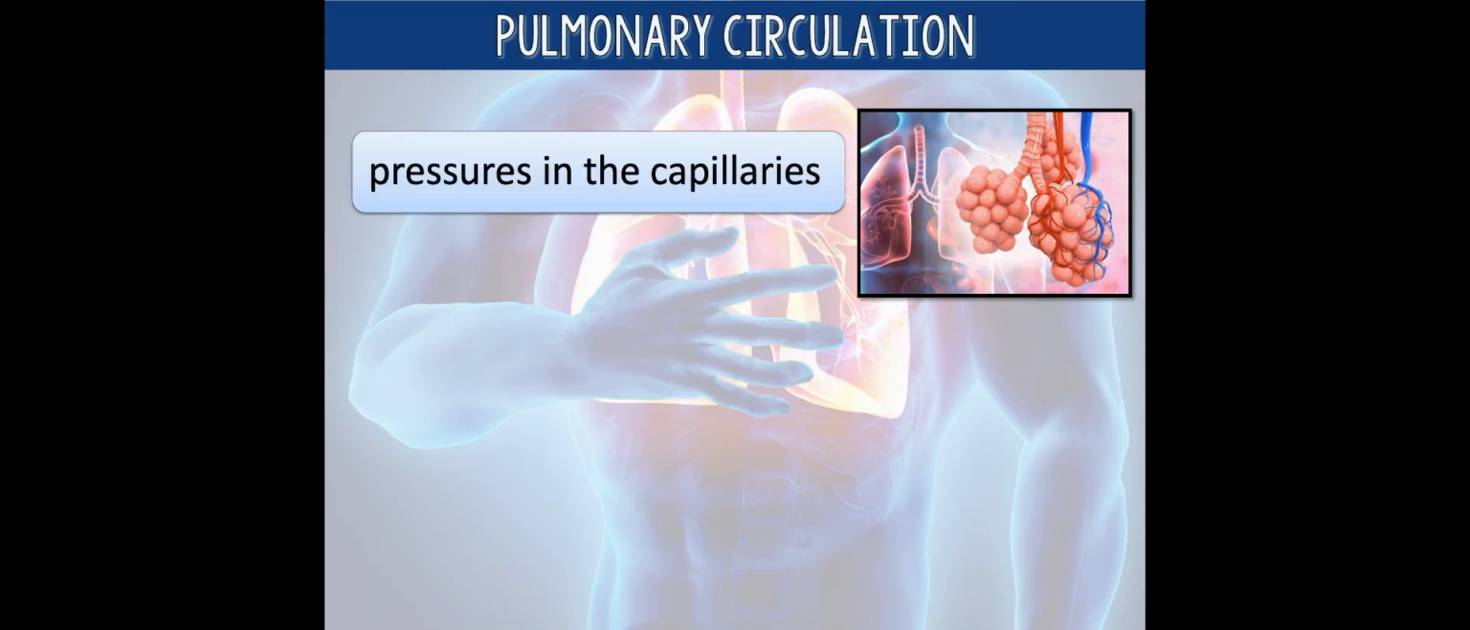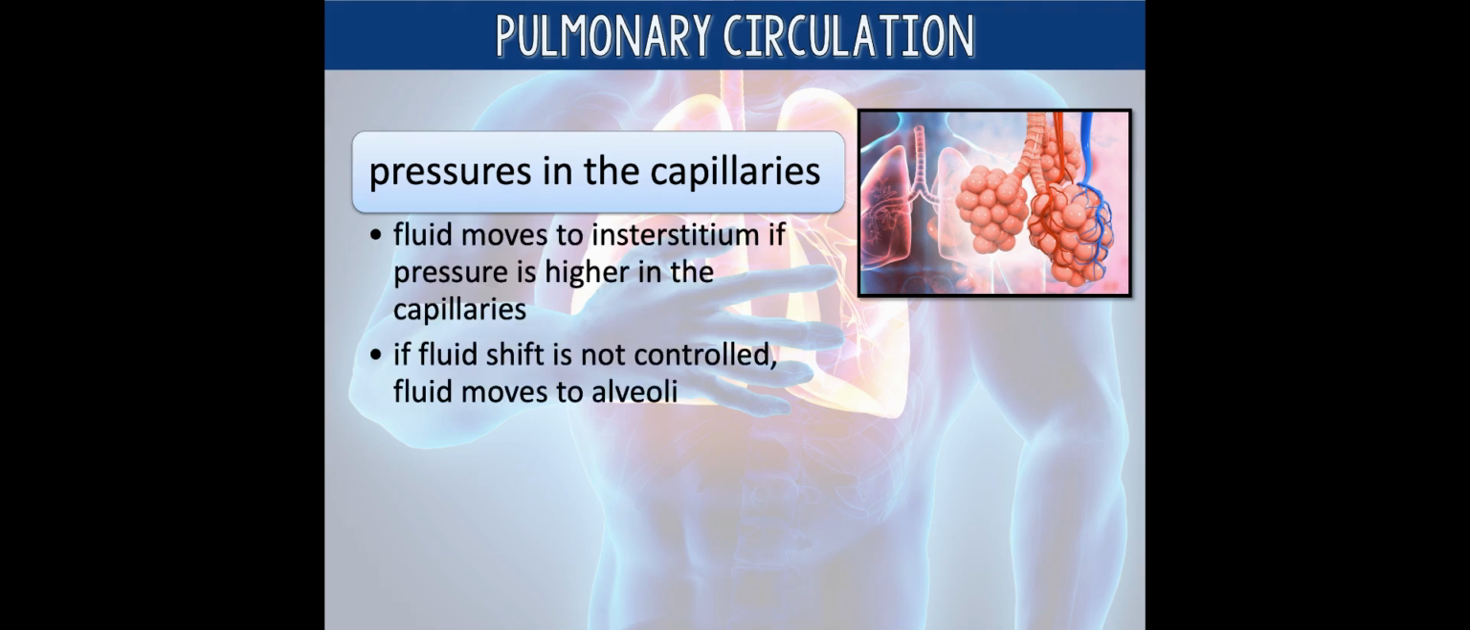Another factor influencing pulmonary circulation is the fluid balance of the lung tissues. Fluid balance is regulated by hydrostatic pressure, colloid pressure, and capillary permeability. Fluid moves to the interstitium if pressures are high, and if fluid shift is not controlled, it'll go to the alveoli. Remember we were talking about that there's some fluid in the interstitium, and normally there's like 7 to 10% or something like that, and the rest of it gets taken up by the lymph nodes.